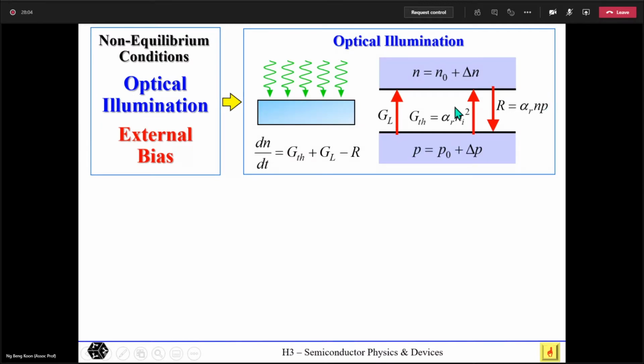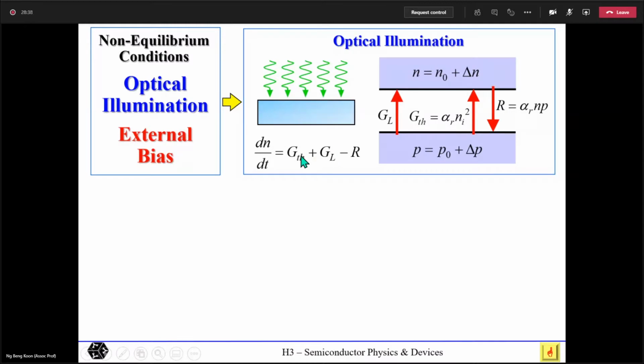So to describe this change in the concentration of carriers, we use this equation here, which we call the rate equation. It's basically describing how electrons or holes change with time. In this case, if you assume that this is a p-type semiconductor, then we look at dn/dt. If you have an n-type semiconductor, then usually you look at the minority carrier, which is dp/dt. So this rate of change of the carriers will depend on these three terms now, because you now have optical illumination.